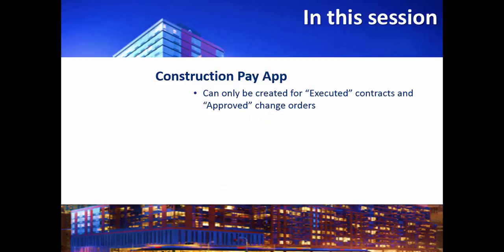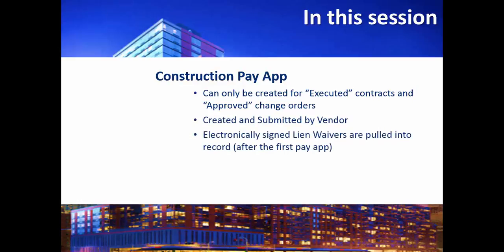The construction pay apps can only be created for executed contracts and approved change orders. They're created and submitted by the vendor. Your electronically signed lien waivers are pulled into the record after the first pay app. Within the description of this video, you'll also find a link to view a session on completing lien waivers.